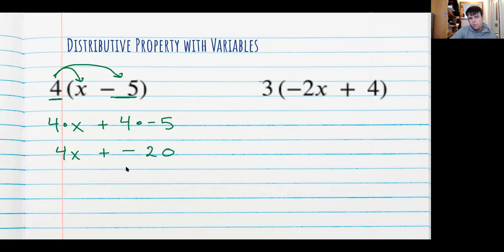All right, so now at this point, first of all, these are not like terms. 4x and negative 20. These are not like terms, so I can't actually condense these together or combine these together at all, because one of them has an x and the other one doesn't. So they have to stay separate.